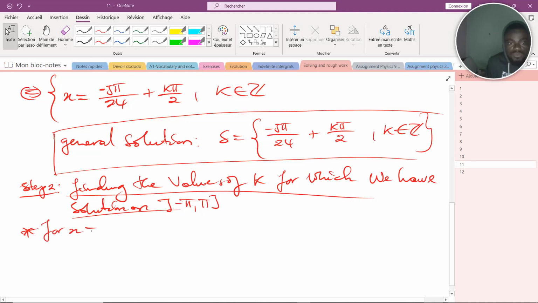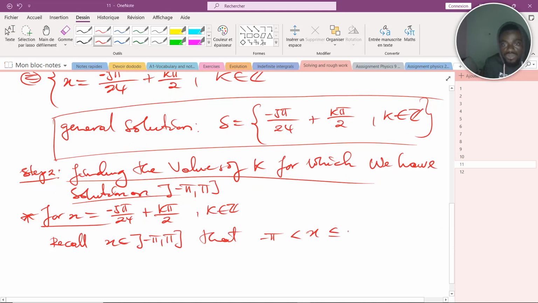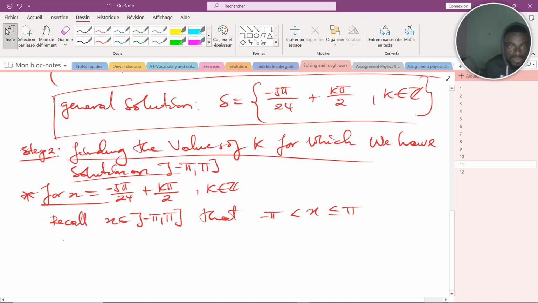For x being equals to minus 5 pi on 24 plus k pi on 2, where k belongs to the set of integers. Already recall that x belongs to the interval minus pi to pi. What does it mean? It means that x must be strictly greater than minus pi, but less than or equals to pi. Our x here is this, so when we see x, we will substitute by this.